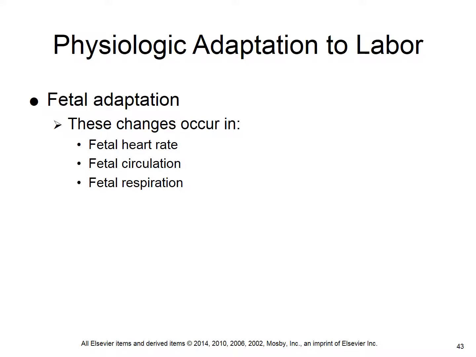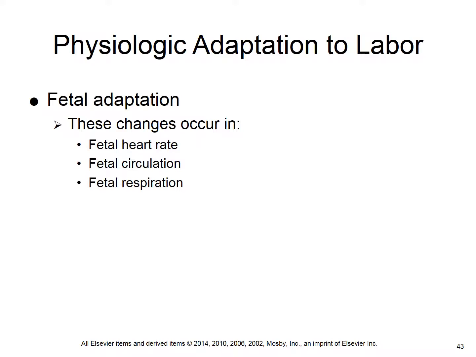So, physiologic adaptations to labor, this is fetal and maternal. They both have to go through some changes when they start the labor process. We'll start with the fetus. The progressive contractions of labor affect the fetal heart rate and circulation. The fetal heart rate may fluctuate during labor as a compensatory mechanism to handle the stress of the contractions.